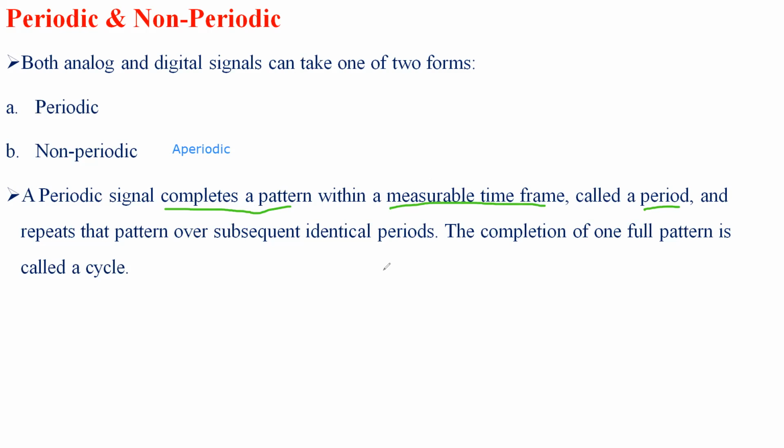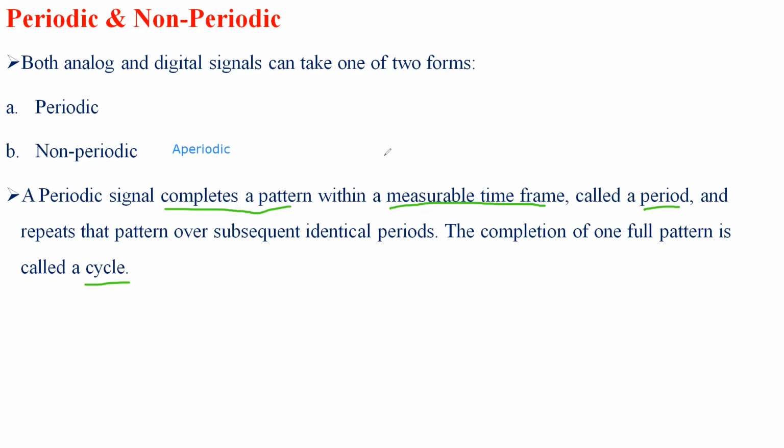The completion of one full pattern is called a cycle. So a periodic signal is a signal which completes a particular pattern within a given period of time, or within a measurable time frame, and that is called a period. And the completion of one full period is called a cycle.